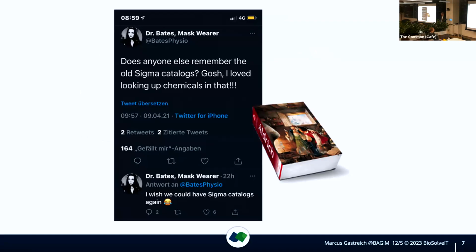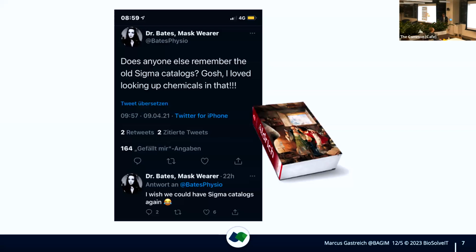Well, let me take you back a few years when I was still in the lab, sitting on the heating, while I was waiting for some reaction to happen. We had these Sigma catalogs. Who remembers Sigma catalogs? Don't be shy. I see a few nodders. Yeah, that was cool, wasn't it? We sat somewhere and we were just reading this as if it was a book. The properties there, the price info was really very interesting, wasn't it? Does anyone else remember the old Sigma catalogs? Gosh, I loved looking up chemicals in that.